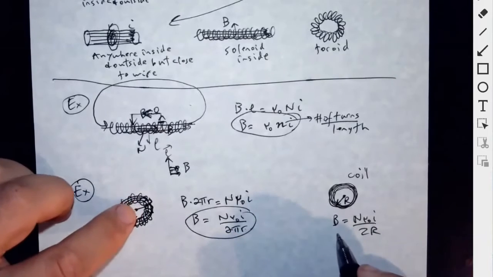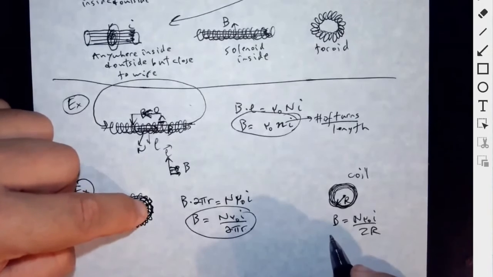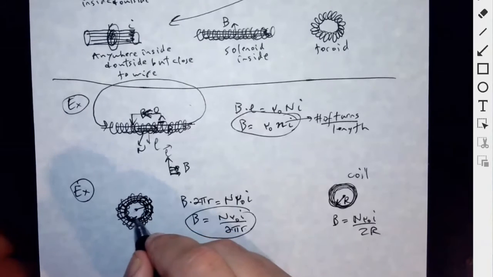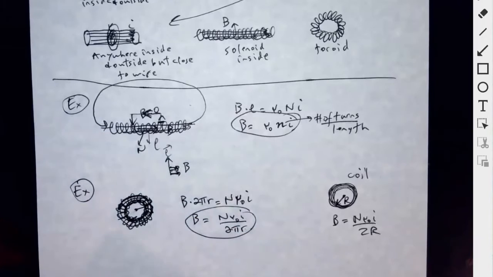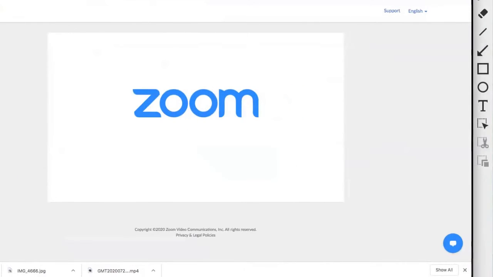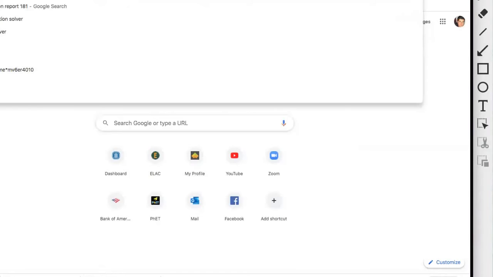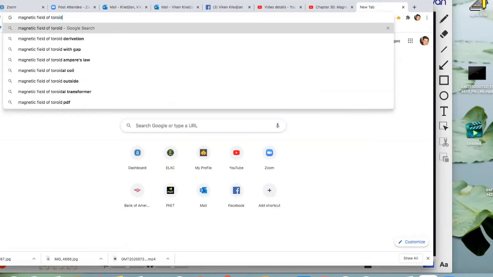It's the distance from the center of the wrapping of the toroid to wherever I'm trying to find the B field. So the B field on the inner edge of the toroid should be stronger than the B field at the outer edge. It's more closely wrapped here, kind of that way. Let's see here. Magnetic field of toroid.